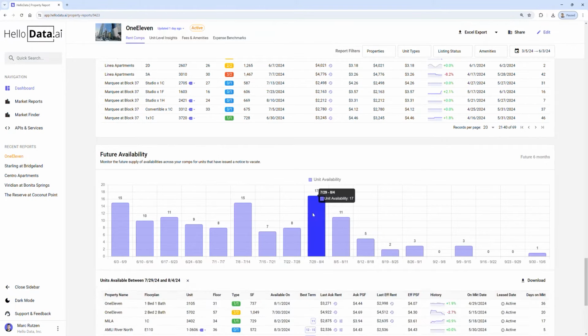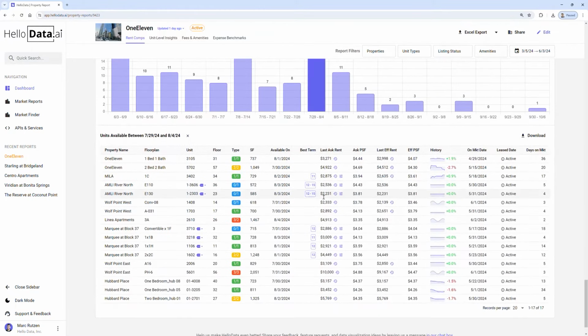So if you click this chart, you're actually going to see all the units that will be available on that particular week, and where they are currently being advertised, what the best terms being offered are, and how long they have been on the market. You'll see all of these are active, right? So these are units that will be available for move-in on these future dates.